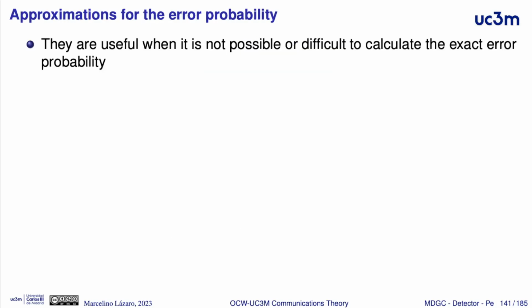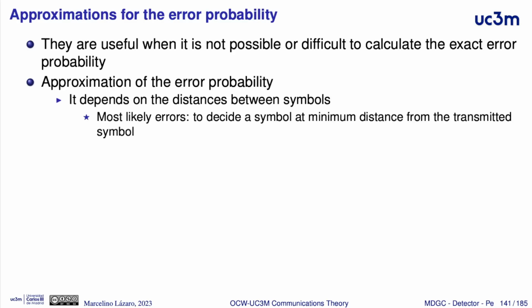Approximations of the probability of error are useful in this situation, when the calculation of the exact probability of error is not possible or is difficult. The main idea in these approximations is that the probability of error in general depends on the distances between symbols, and the most likely errors happen with symbols at minimum distance of the transmitted symbol. If we transmit a given symbol and an erroneous decision happens, in most of the cases the decided symbol is a symbol at minimum distance of the transmitted one.